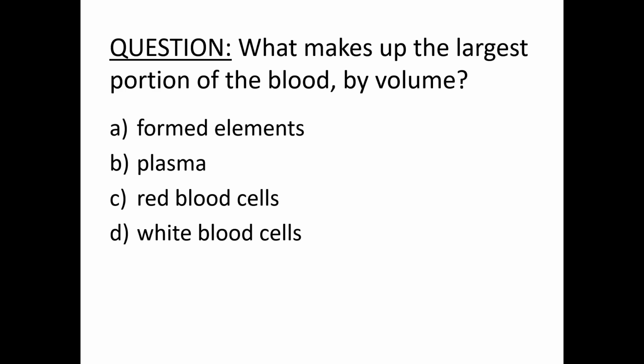Let's take a look at what makes up the largest portion of the blood by volume. That is the plasma. Hopefully you got that correct. If not, make sure you're paying close attention here. That's approximately 55%. Formed elements is approximately 45%. You do not need to know the exact numbers, but you should know that plasma is the majority of the blood. And these two things are part of the formed elements, so they definitely could not be the majority of the blood.